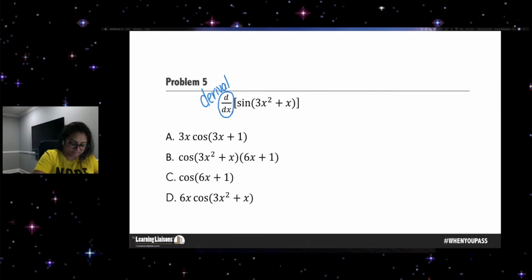And I'm going to be taking the derivative of sine of 3x squared plus x. Well, the thing about this is we can't just take the derivative and say that we have the derivative of sine is cosine, and then take the derivative of the inside and get 6x plus 1. That's just not going to be a thing. There's a rule that goes with this, and this is going to be the chain rule.